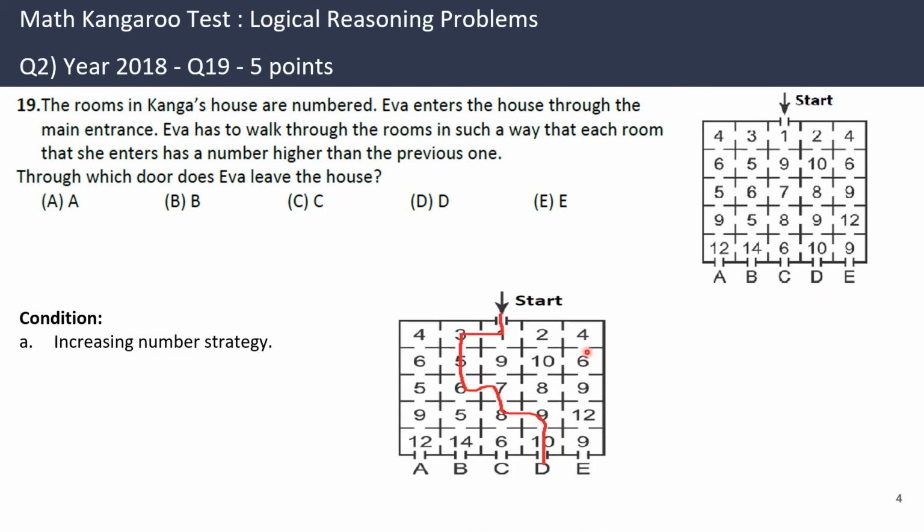This is the diagrammatic representation of the route where Eva exits from room D. Answer is option D.